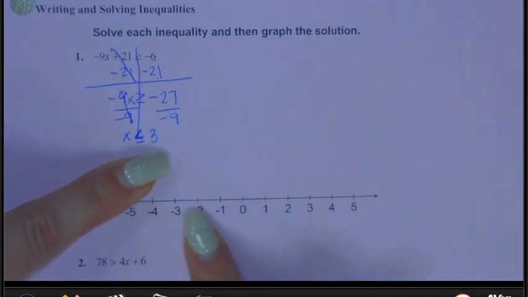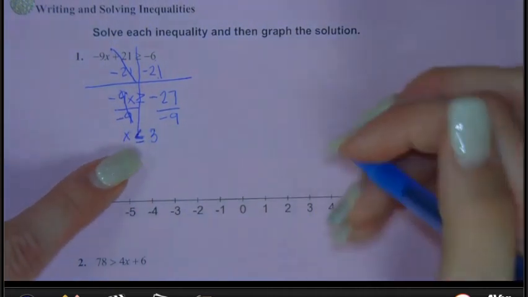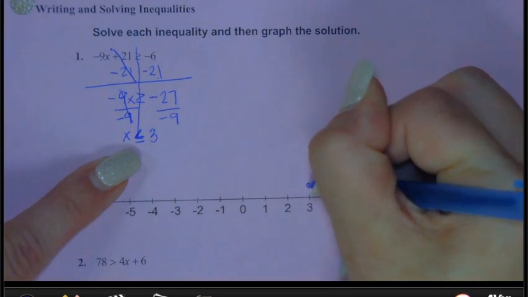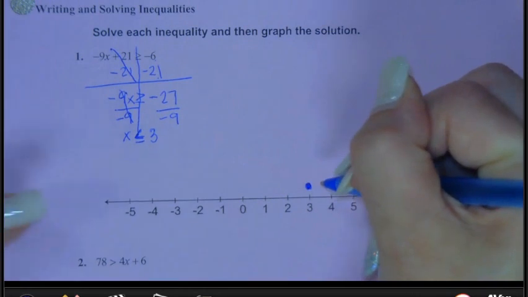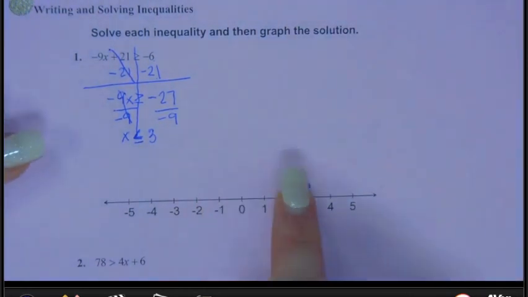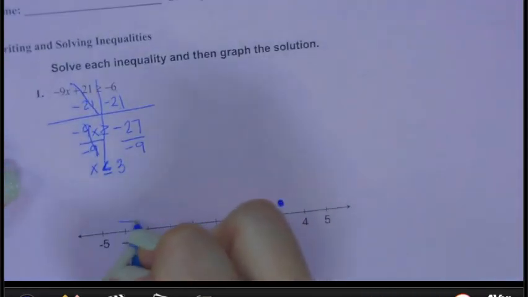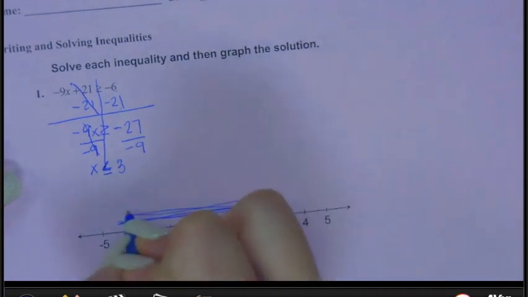So I'm going to find 3 on my number line, which is right here. I'm less than or equal to, which means my dot for 3 is going to be closed. And I'm going to shade to whichever side where all of my x values are going to be smaller than 3, which means I'm going to shade to the left.